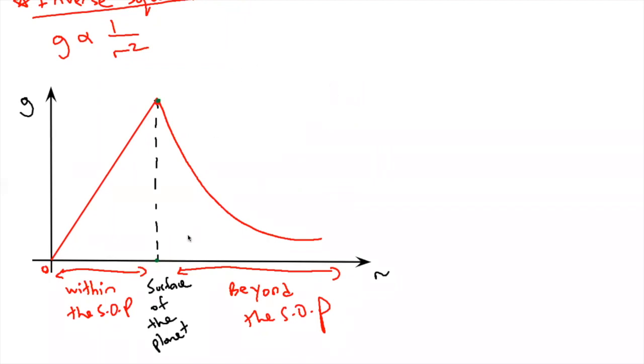Okay, if someone asks you, what is this R? So if I start from 0 and I show this, then this thing right here, this is the radius of the planet, right? This is the radius of the planet. Okay?